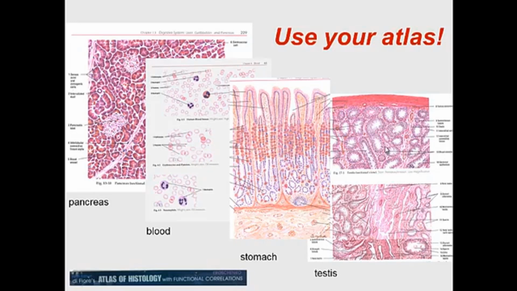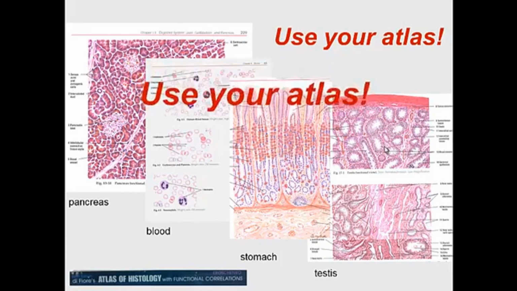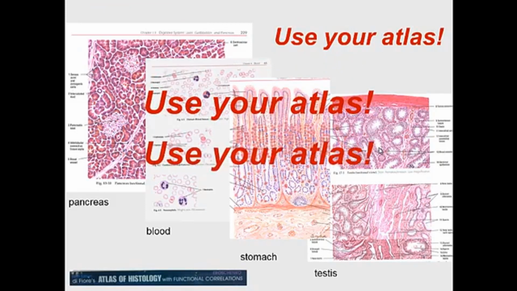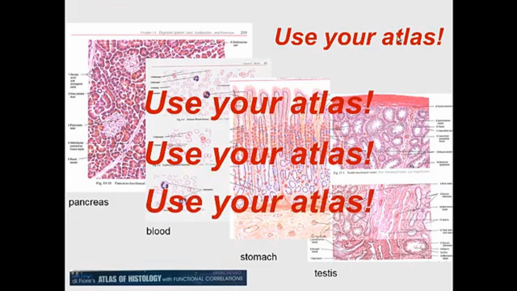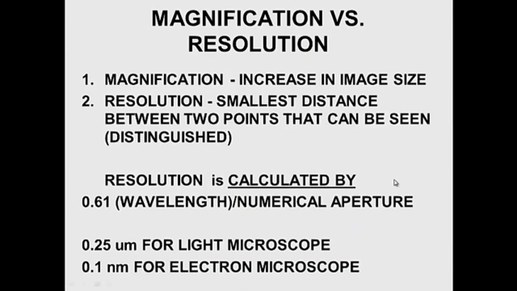Just wanted to say that these are atlas views, and it'd be very handy if you would use your atlas to be able to observe these structures, because indeed the structures themselves are labeled so you can identify the various components that you're looking for.